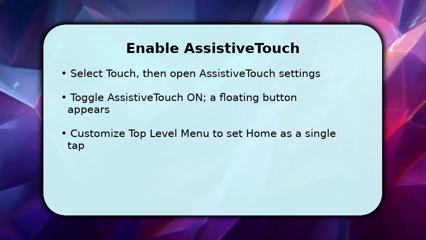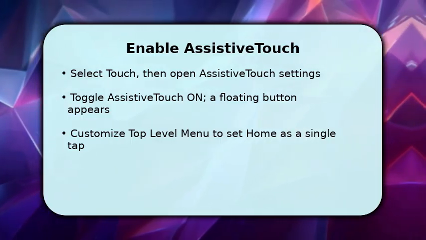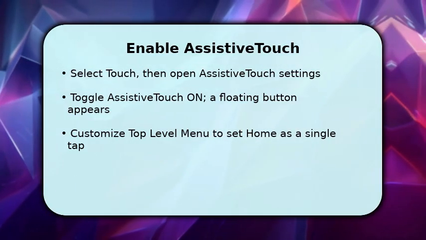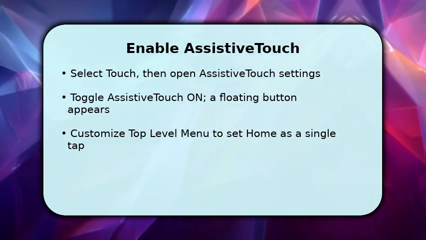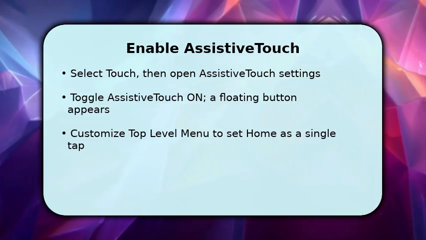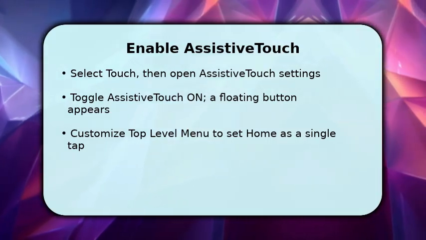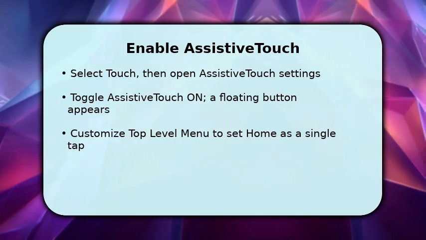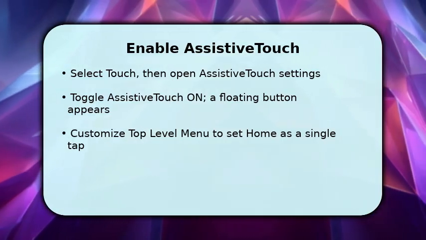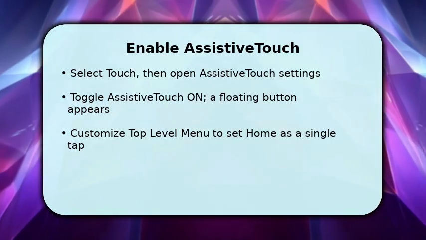You'll see a floating button appear over your screen. Make sure to tap Customize Top-Level Menu. This lets you replace an icon with Home. Select an icon slot, choose Home, and then Save. Now a single tap can act like the physical Home button. You can drag the floating button anywhere. This customization is how you replicate the iPhone 7 Home functionality on screen.